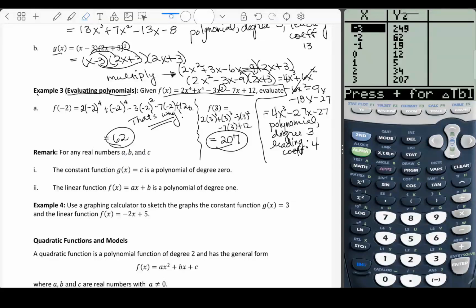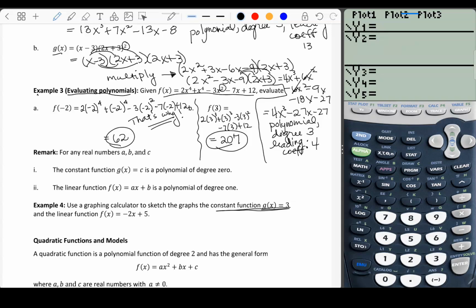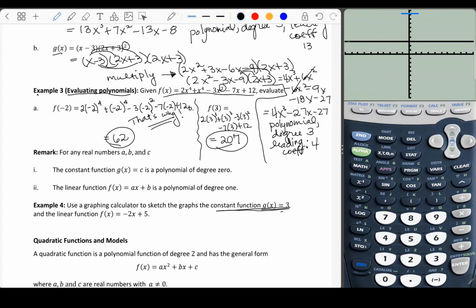Now we're going to take a look at some special functions. So first off, notice that for any real numbers a, b, and c, we have something called a constant function. On my calculator, I'm going to graph y equals 3, the one that's underlined. And notice it's a horizontal line. So a constant function is a horizontal line, and it is a polynomial of degree 0. And in this particular one, it's a horizontal line through y equals 3.